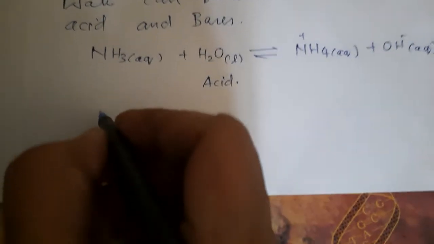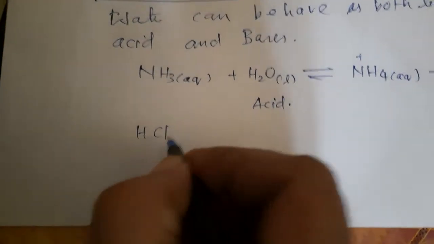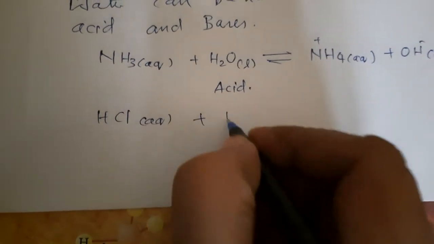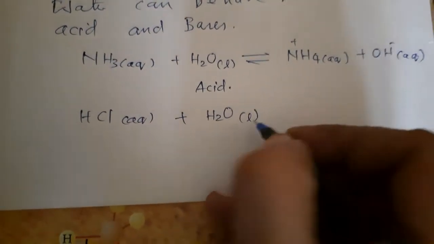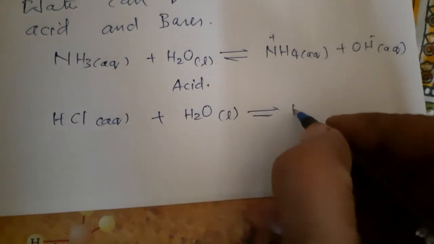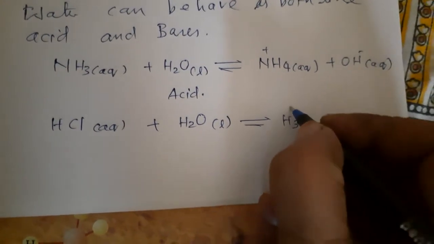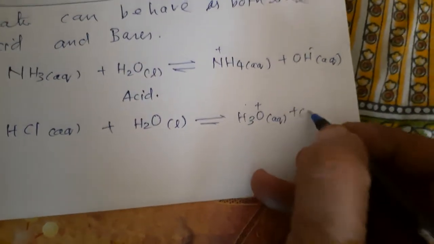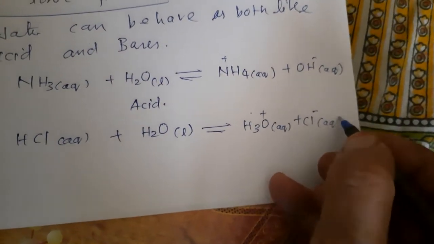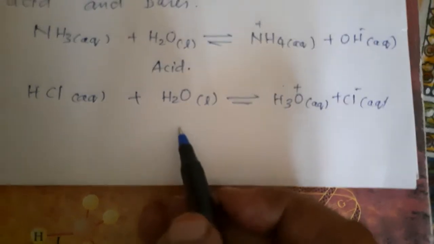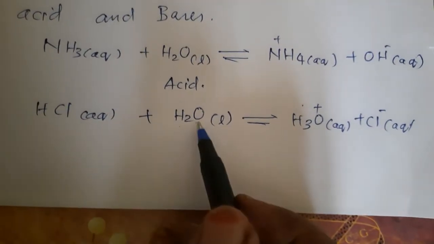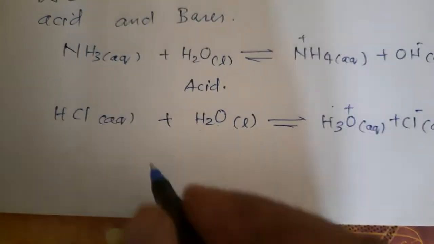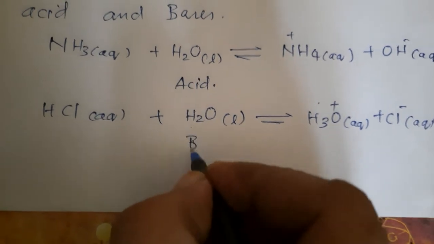And another reaction which we see, that is HCl. Yesterday I had explained this to you in the Zoom class. HCl aqueous plus H2O liquid will form hydronium ion, H3O plus aqueous, and Cl minus aqueous. Here what we see is this H2O is accepting the proton. When it is accepting the proton, it has become H3O plus. That means when it is accepting the proton, it is behaving like a base.